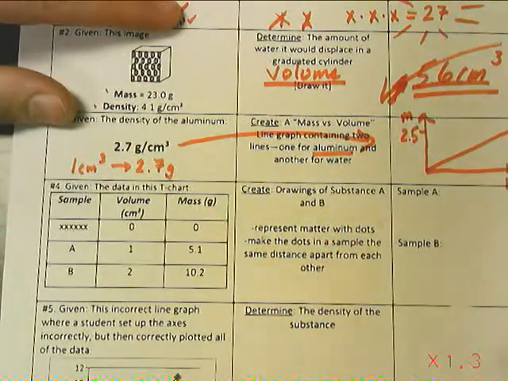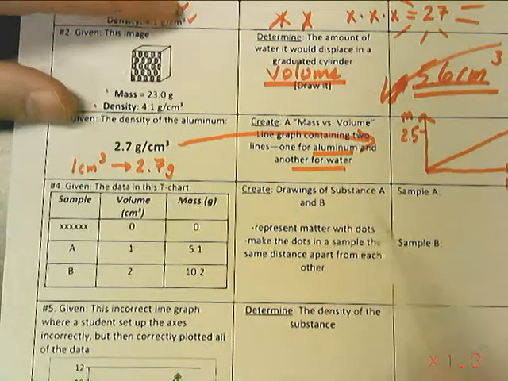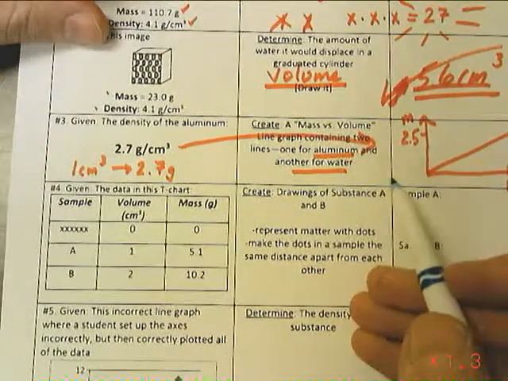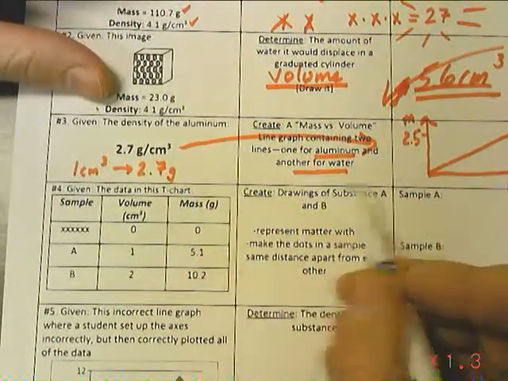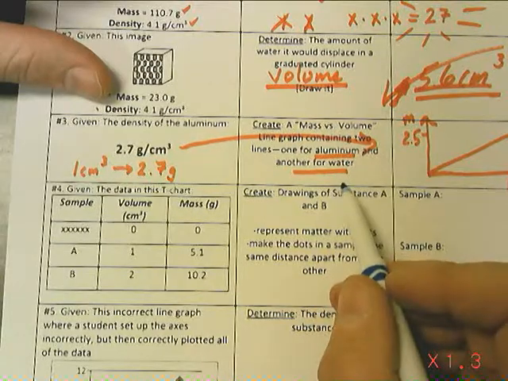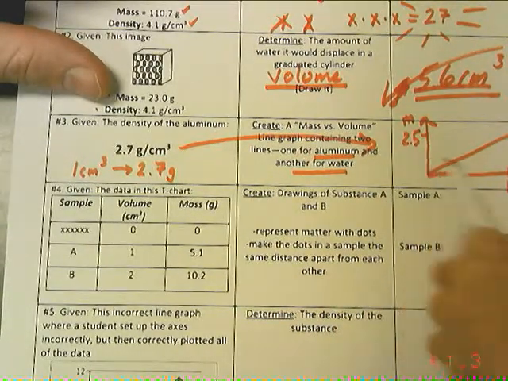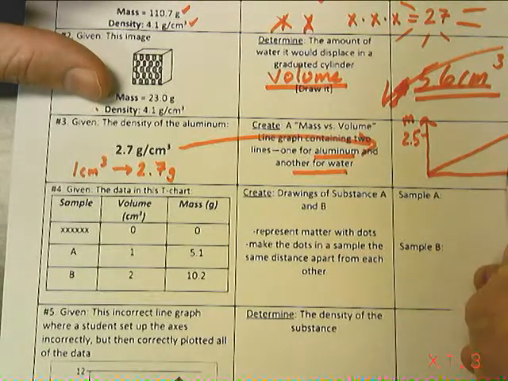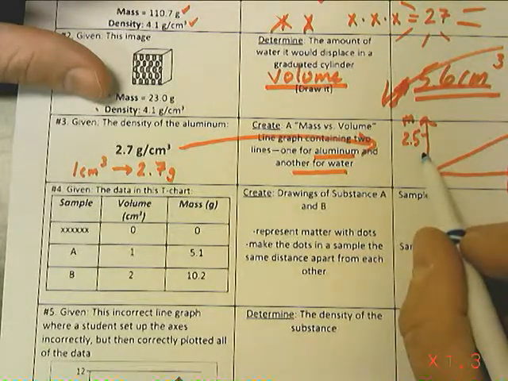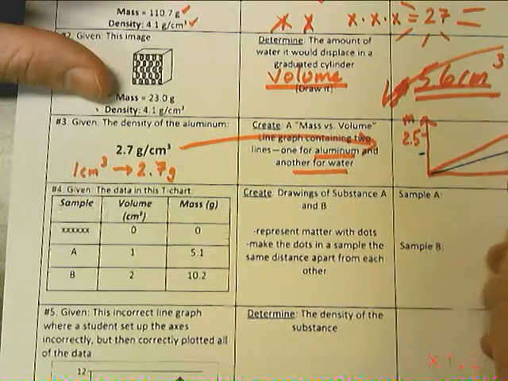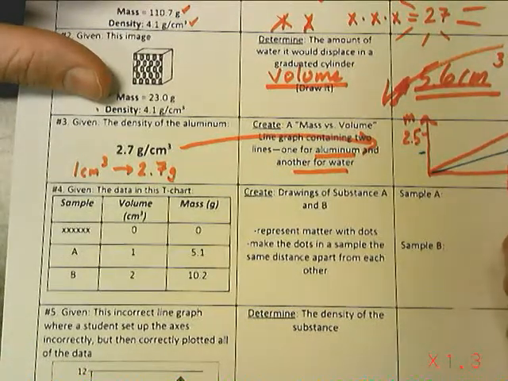And now we're going to plot in another line for water. You see that a blue marker has appeared out of nowhere, and we know the density of water is 1.0 grams per centimeter cubed. So if we go over to 1, we estimate where 1 would be. This would put us about here. There's our water.